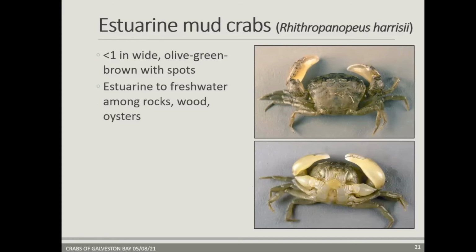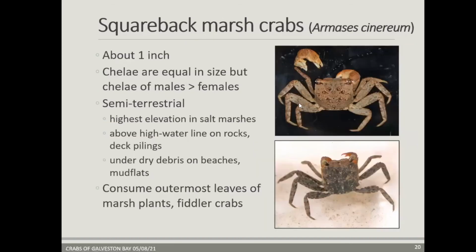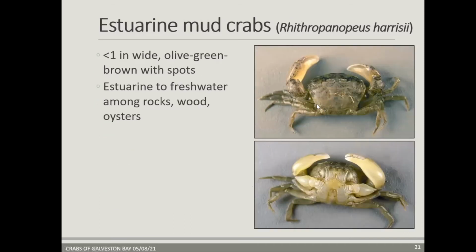Another very small crab in Galveston Bay is a mud crab, and our most common one is the estuarine mud crab, Rhithropanopeus harrisii. They're called mud crabs, but they prefer habitats other than mud. Most of where we see them are going to be in oyster reefs or around wood. But they're different from the squareback marsh crab in their shape. This one really is square. This one is a little more rounded, and it tapers a little more toward the abdomen.